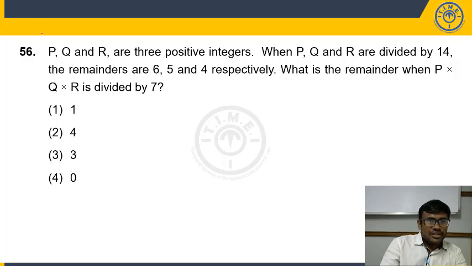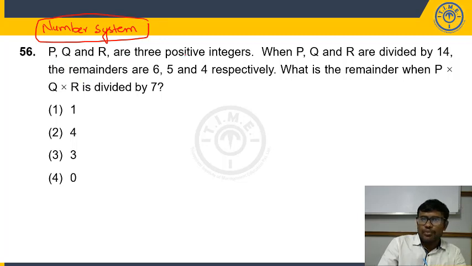Okay. This is a number system question. What is the question here? P, Q, R are three positive integers. When P, Q, R are divided by 14, the remainders are 6, 5 and 4. So when P is divided by 14, the remainder is given as 6. So what could be the least possible value of P? That is 14 plus 6, that is 20.